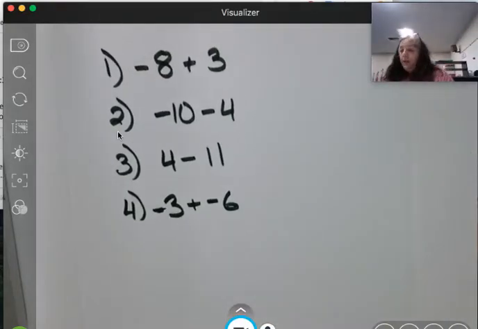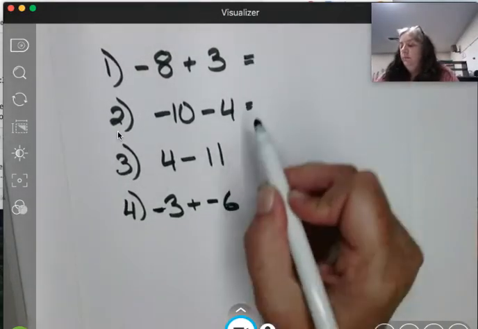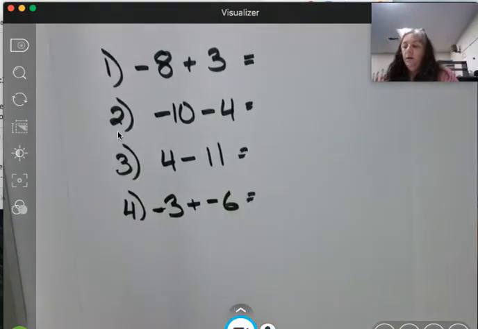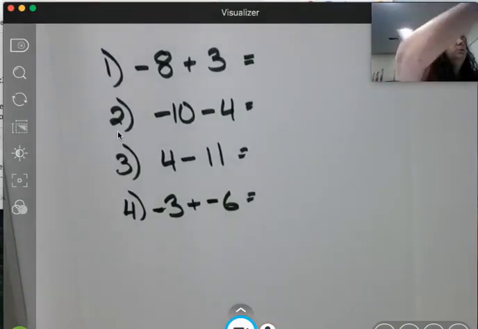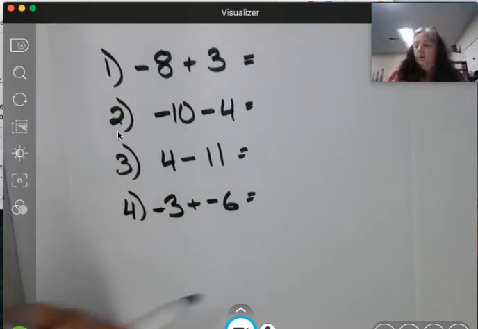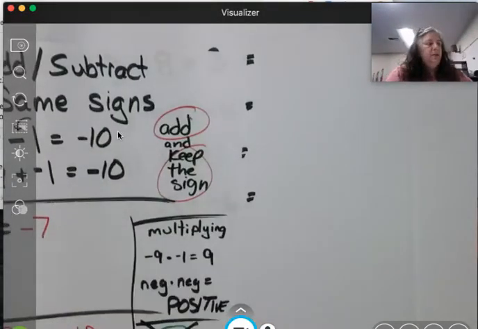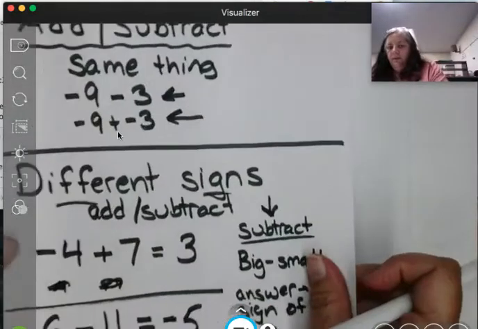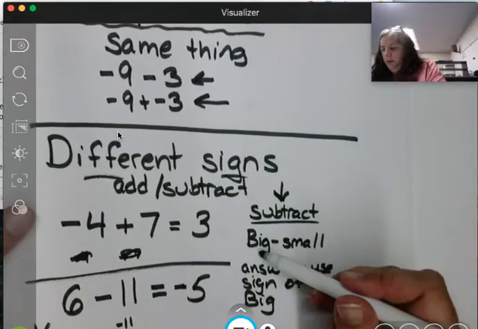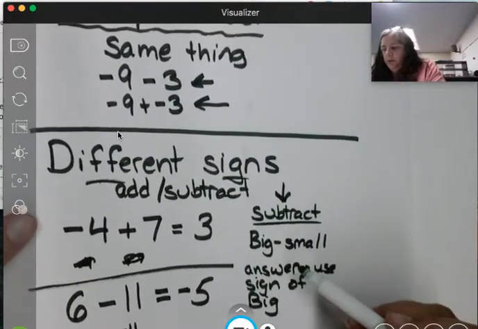Okay, write those down. Pause the video. Get an answer for each, but make sure you're using the rules. Okay, so here, real quick, right? If they're the same signs, you add and keep the signs. If they're different signs, where does that go? If they're different signs, you go big minus small. And then use the sign of the big one.